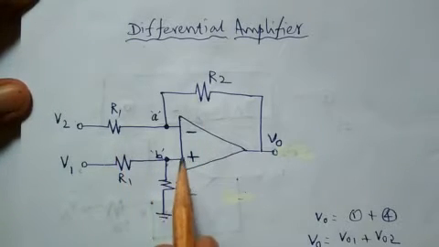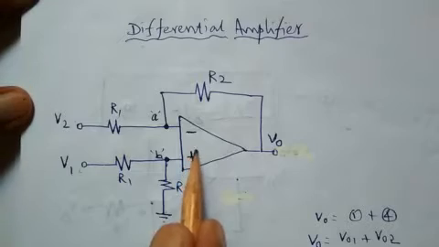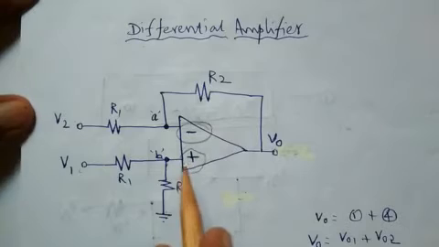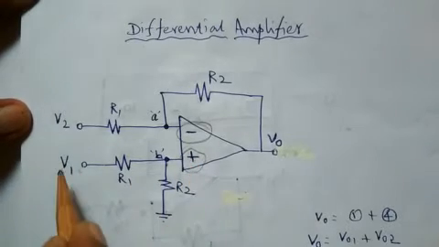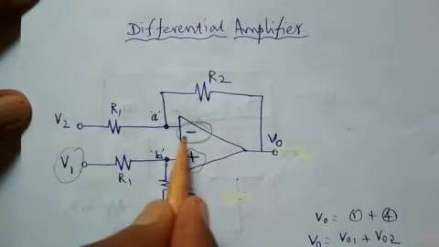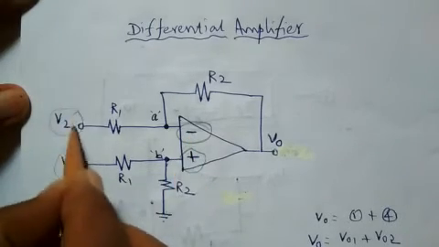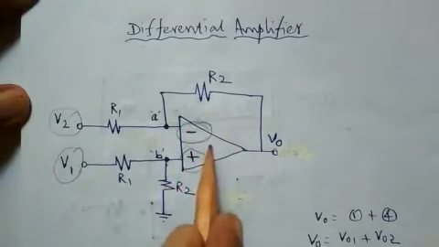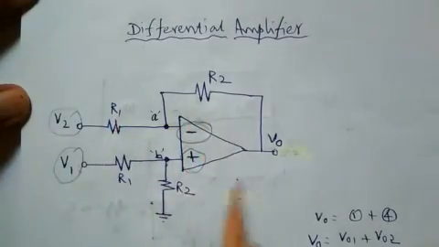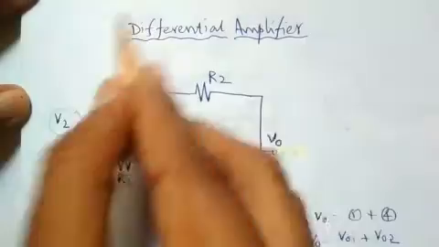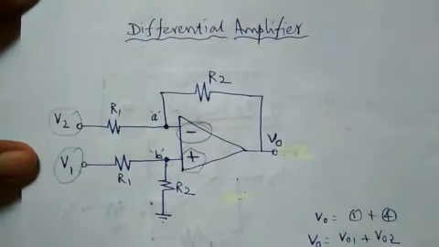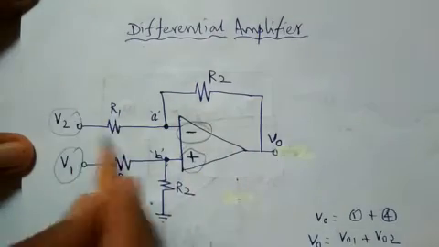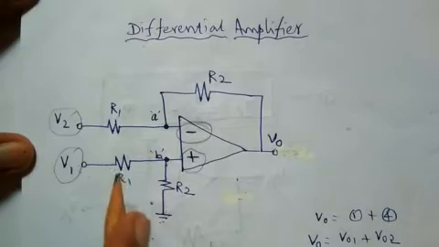Basically, it is the combination of both non-inverting and inverting configurations of an operational amplifier, because the non-inverting terminal is receiving input V1. Similarly, the inverting terminal is receiving input V2. Both the terminals are having inputs. So you can say the combination of non-inverting and inverting amplifier is producing this differential amplifier. So for analysis, we have to consider this differential amplifier as the combination of both non-inverting and inverting amplifier.